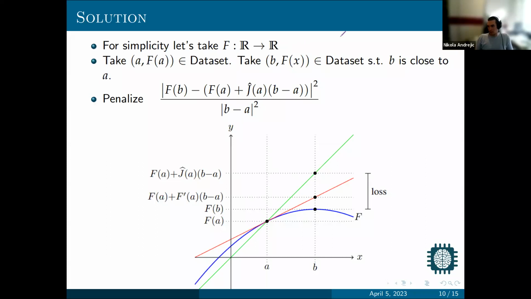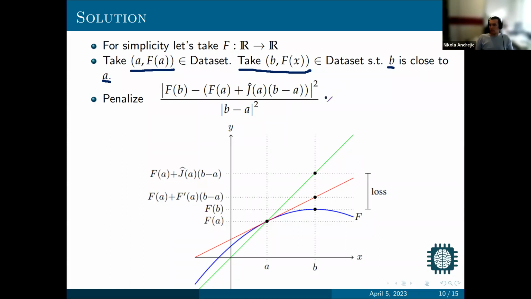Okay, so let's go to the solution that the authors propose. For simplicity, we can start with a function that has one-dimensional input and one-dimensional output, basically a real function, because we can visualize it easily here in the XY plane. Let's take some point A and f of A from the data set. And let's also take a nearby point B and f of B from the data set, such that B is in some sense close to A. We still do not formalize this.